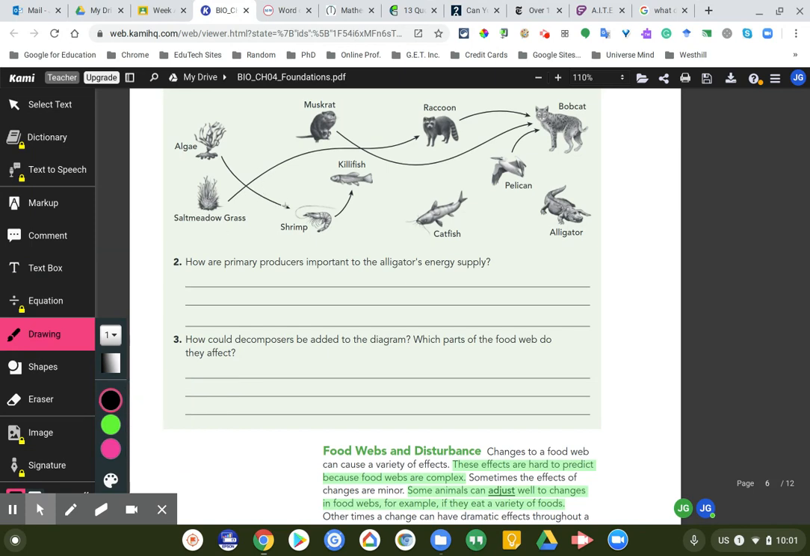Okay, so we're going to go from the algae to the shrimp, to the catfish, to the alligator, right? Or alternatively, we could go from the algae to the shrimp, to the killifish, to the pelican, right? And then I'm sure alligators have eaten pelicans before. So, you know, to the alligator. You could do something like that.